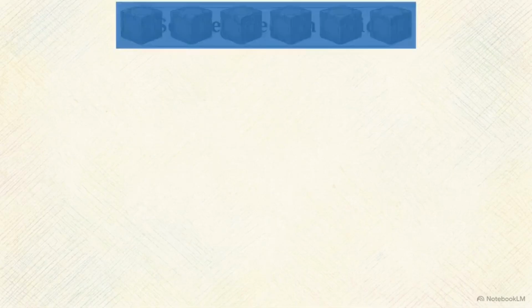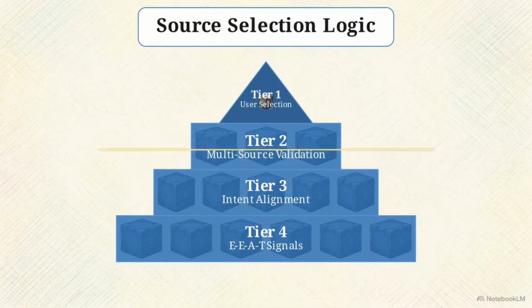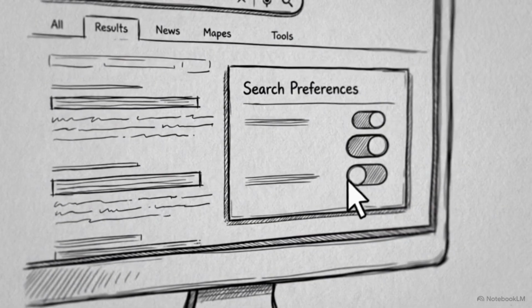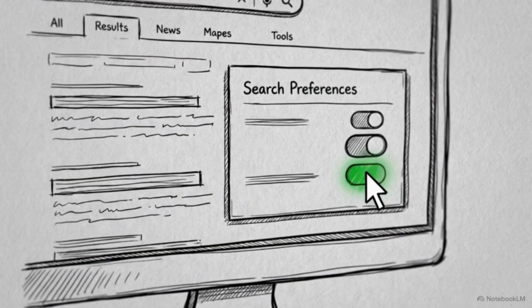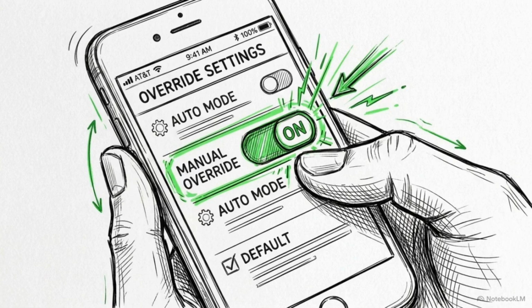Google evaluates and ranks data using a strict 4-tier hierarchy known as the source selection logic. Inside this completely new logic, manual human preference has been deliberately engineered to bypass the automated algorithms entirely. To maintain visibility, publishers must now move beyond algorithmic compliance and secure manual overrides from their audience.